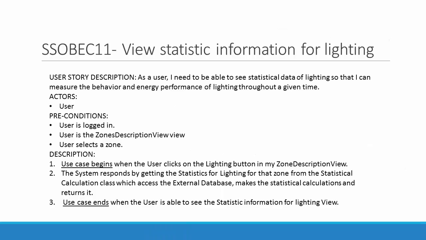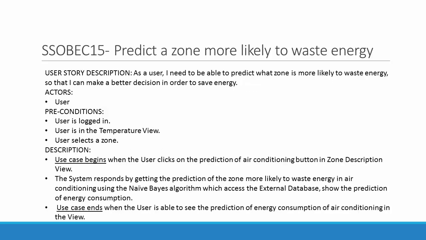The first user story is a functionality that lets the user observe the lighting energy performance of a specific room. The second user story is a functionality that, using machine learning, lets the user predict the energy consumption of the air conditioning in a room by using the outside weather provided by the Open Weather database and the inside temperature provided by the user.